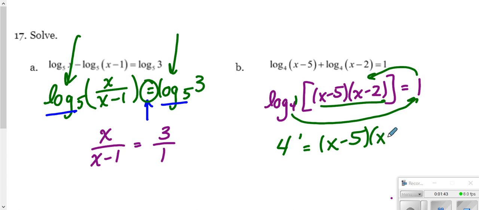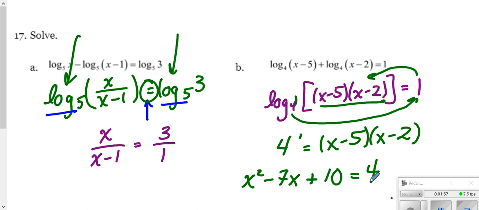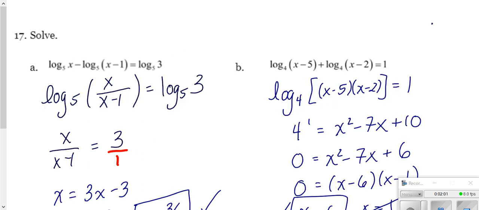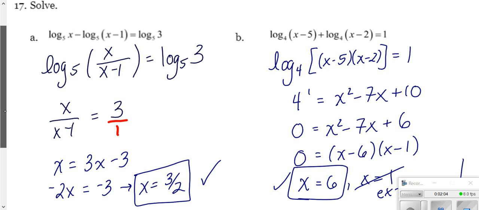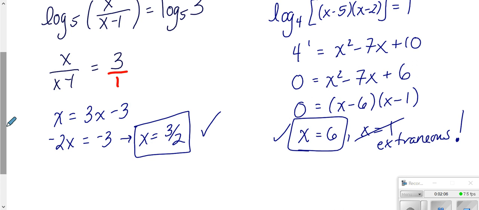And you might recognize the form of this equation from old times, right? This is just a quadratic. I'm going to multiply that out and get x squared minus 5x minus 2x is minus 7x plus 10 equals 4. I need to move this 4 over, so I have 0, my powerful hero, in order to factor and solve. So here are the rest of those solutions.